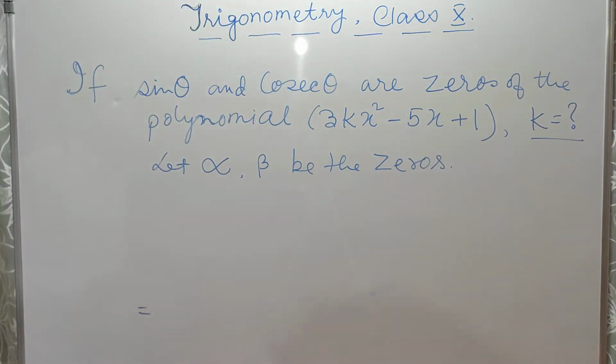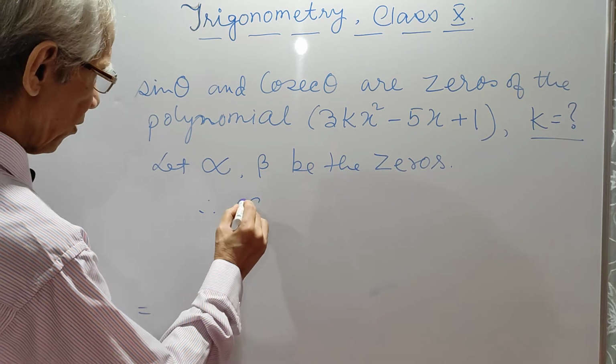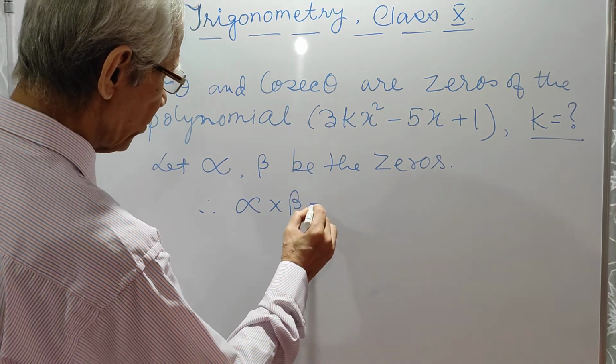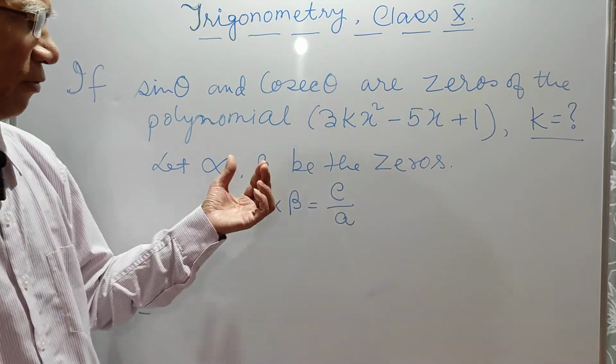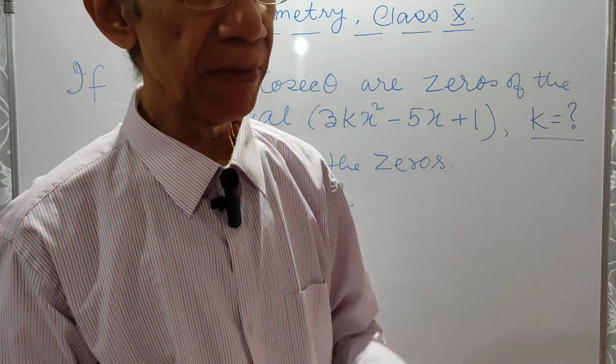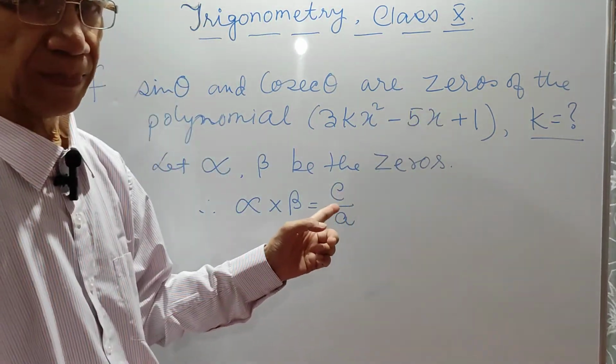All right. Therefore, alpha into beta is what? C by A. Do you recollect? So if alpha and beta are zeros, then alpha plus beta is minus B by A, and alpha into beta is C by A. All right.